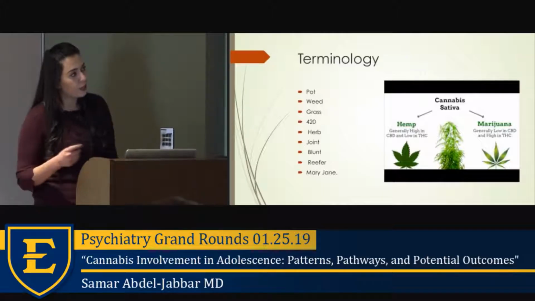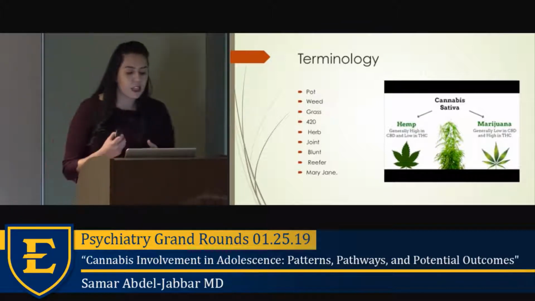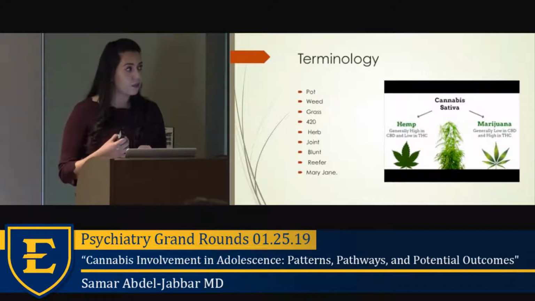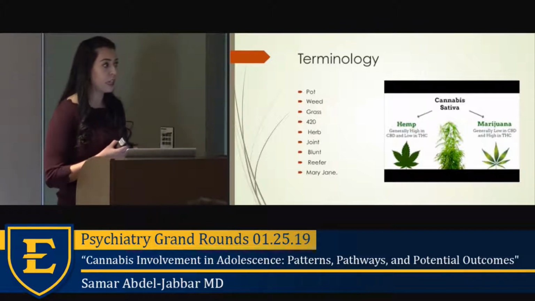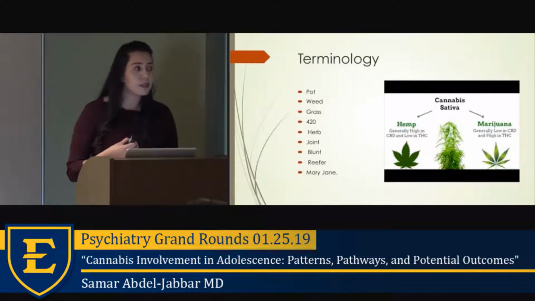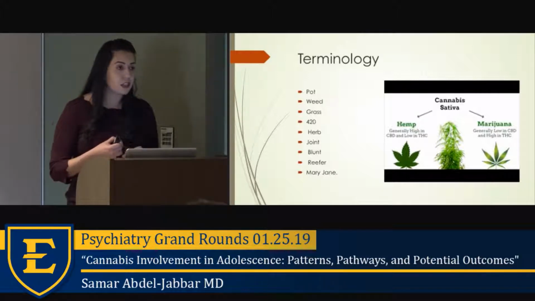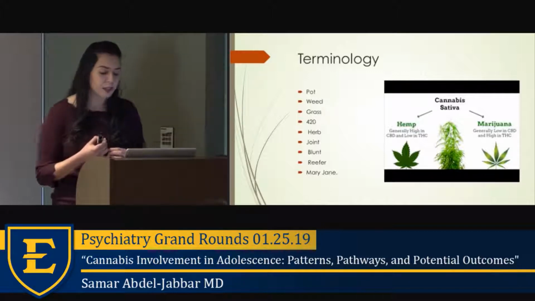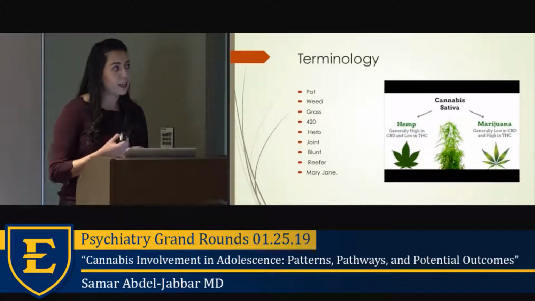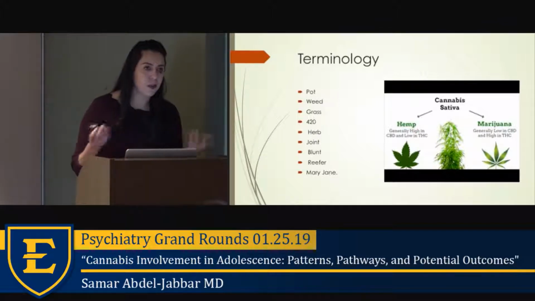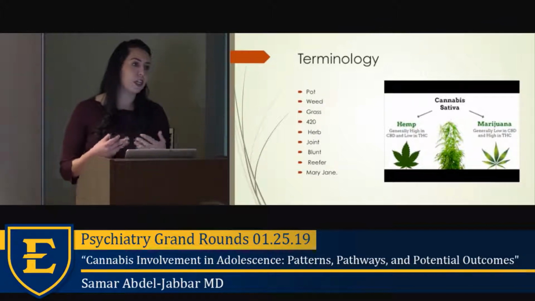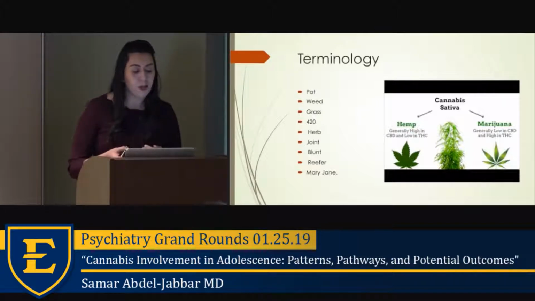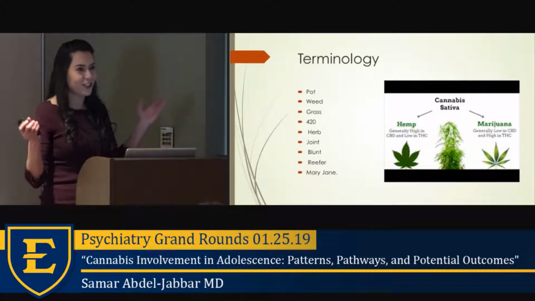Before we do, I just want to clarify some terminology. There are two types of derivatives from cannabis sativa, specifically hemp and marijuana. Hemp is commonly grown in the colder climates, and has a high level of CBD, also known as cannabidiol, and low levels of THC, which is tetrahydrocannabinol. Marijuana is grown mainly in warmer climates, and has lower CBD levels and higher THC levels. You are probably familiar with marijuana being called pot, weed, grass, 420, herb, joint, blunt, reefer, Mary Jane, MJ, the list goes on and on.